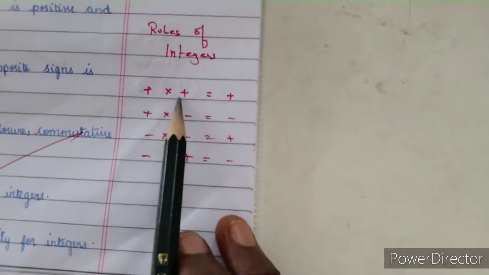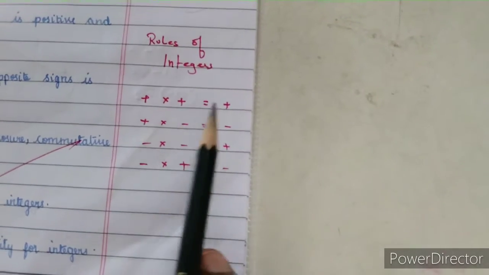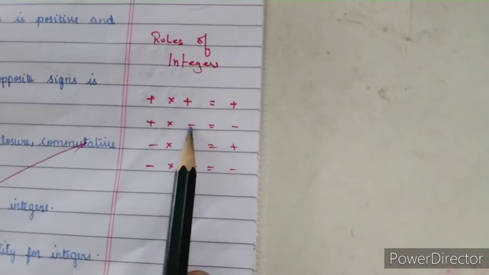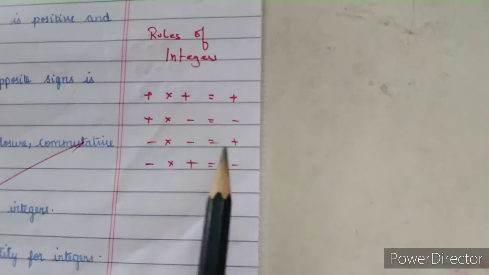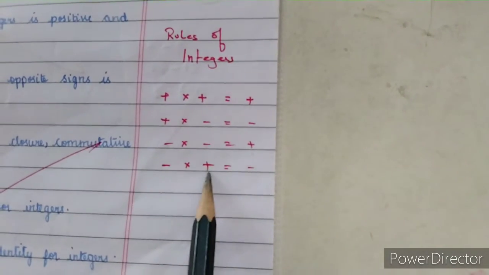So, plus into plus, you have to add the given integers. Plus into minus, you have to subtract the integers. Minus into minus, plus. Minus into plus equals minus.